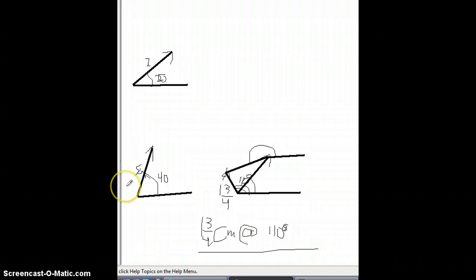So that's how you add and subtract vectors. Cool? Cool.